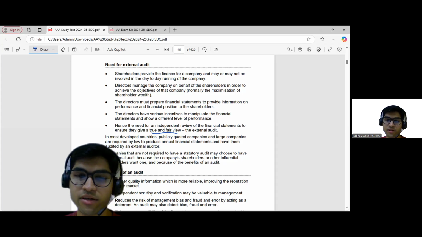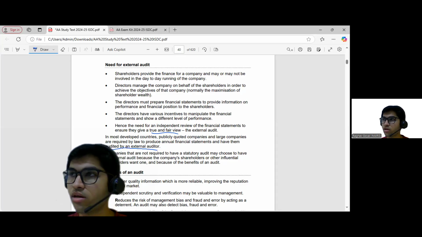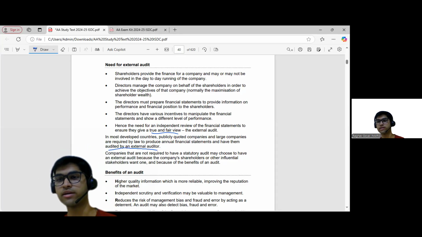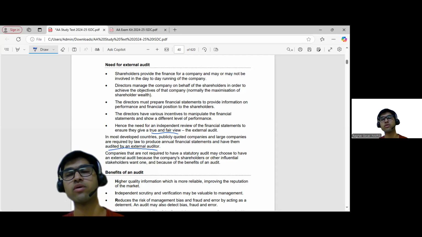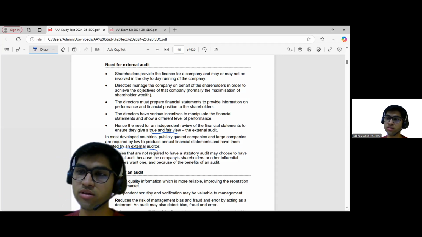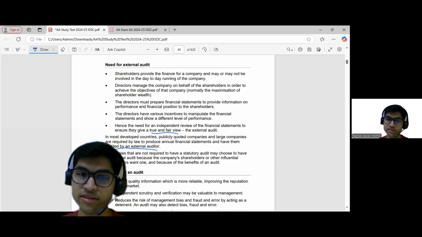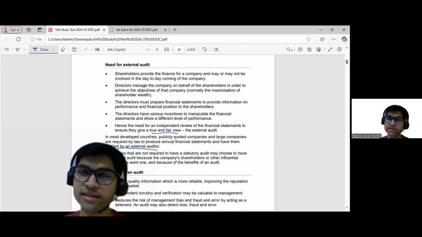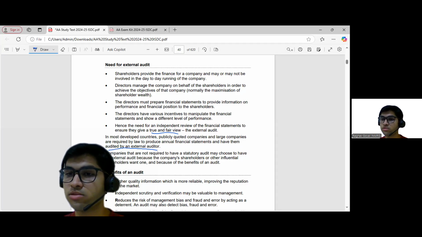So in most developed countries, publicly quoted companies and large companies are required by law to produce annual FS and have them audited by an external auditor. So if you are a publicly listed company on the stock market or a very large company, then by law itself you are required to get yourself audited so that the shareholders and other stakeholders can place confidence in your financial statements. Otherwise, there is incentive for the management to just show anything and fool the shareholders.